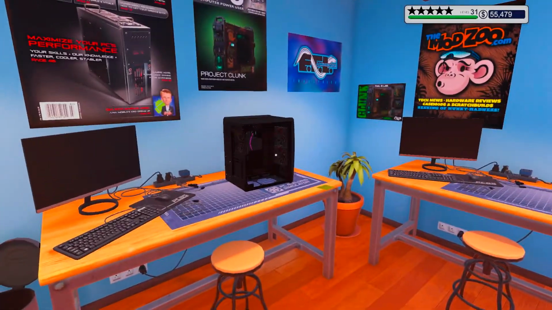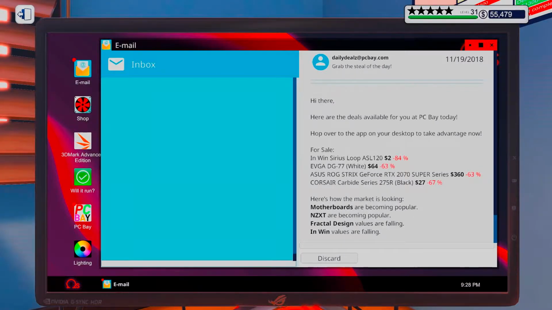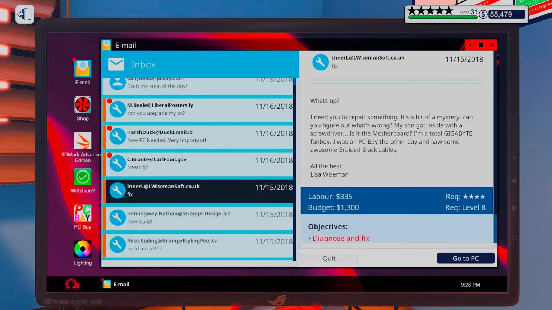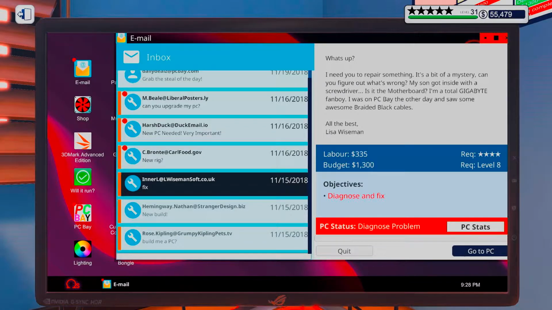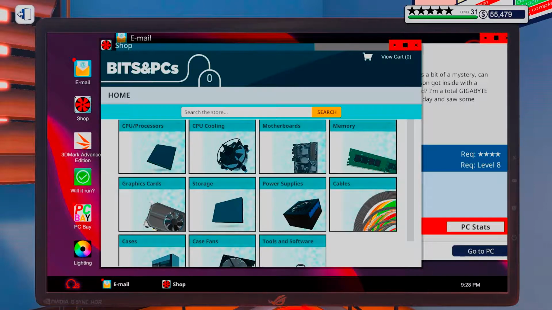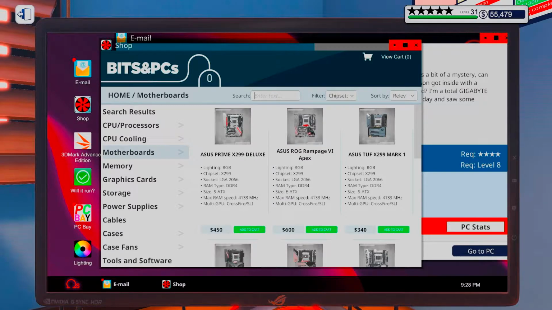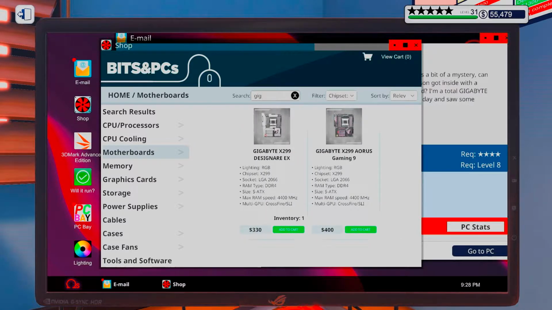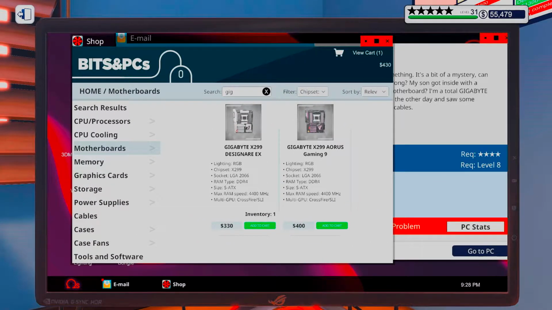Okay, let's see. Here it is, fix. 1300. And we needed a Gigabyte X299 motherboard. X299 Gigabyte. So if I were to go for this, that is 400. And I got 900 to spend on a graphics card.